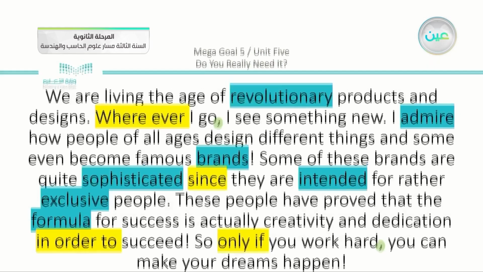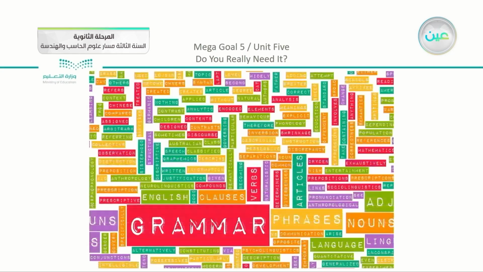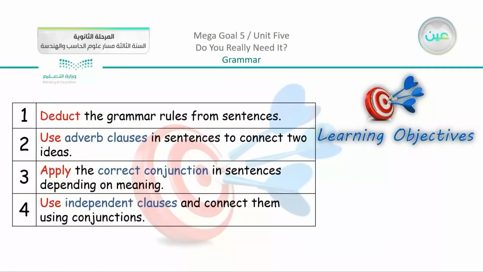We are going to move on, and we're going to talk about adverb clauses, which are the highlighted parts in the yellow color. So the adverb clauses are going to be our grammar lesson for the day. We are going to move on and see our objectives for the lesson.